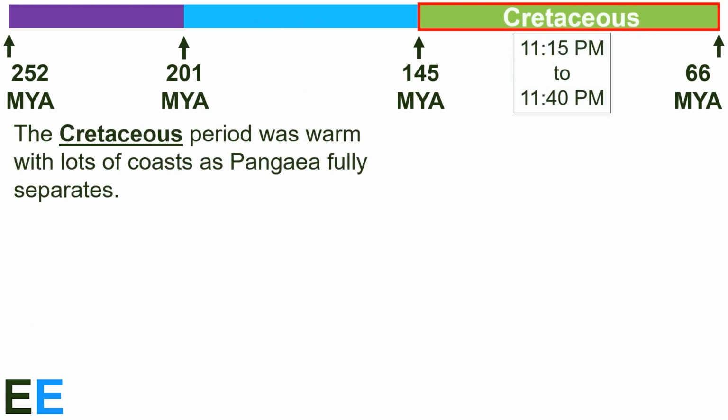The Cretaceous period was warm with lots of coasts as Pangaea fully separates into the modern continents. These modern continents become isolated, which is responsible for the different biodiversities of living things we see on the modern continents.